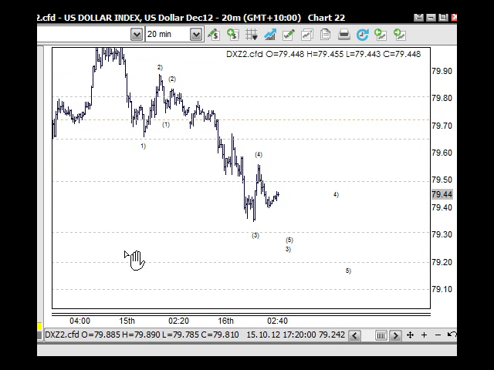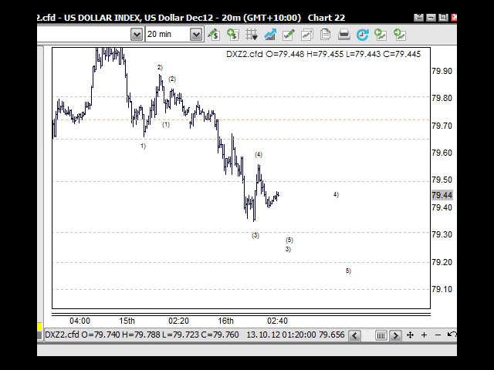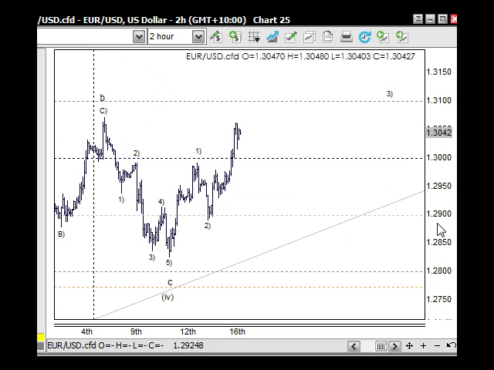We know there's trend line support through here, as we pointed out before, but it's more confirmed now that we're on the right track, and the trigger was the 79.72 here being breached, and so that's all going on track. So the flip side to this is of course the euro here.